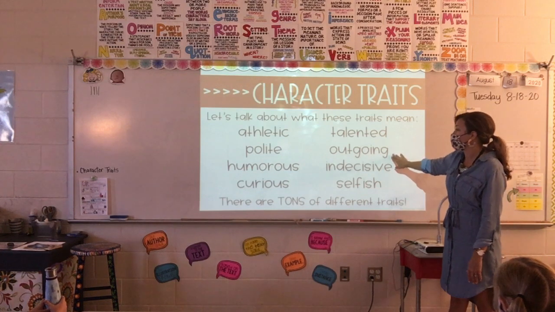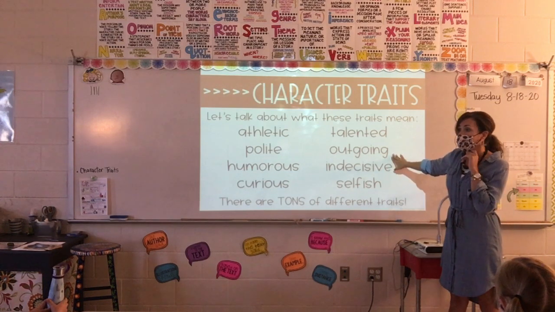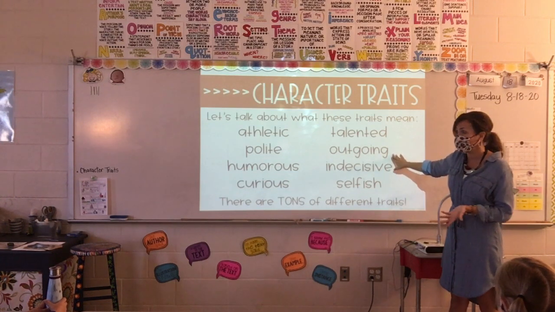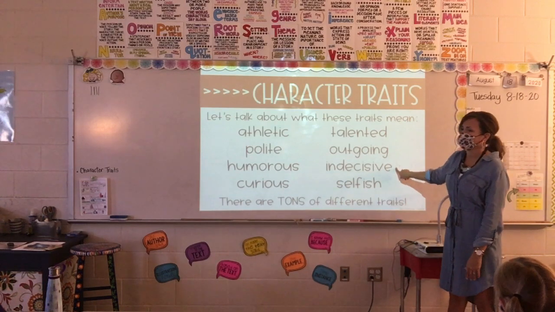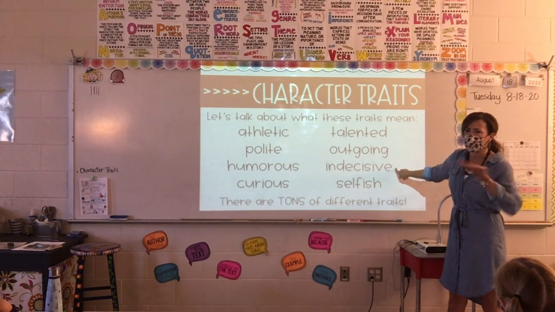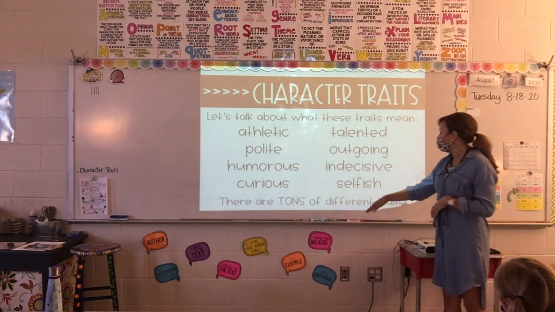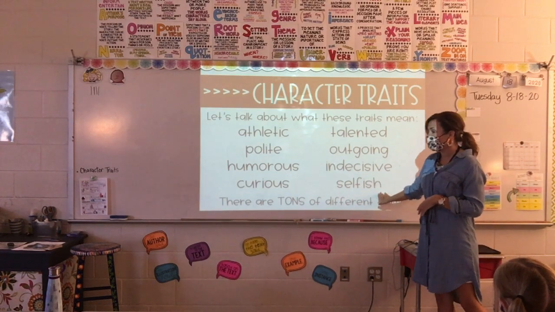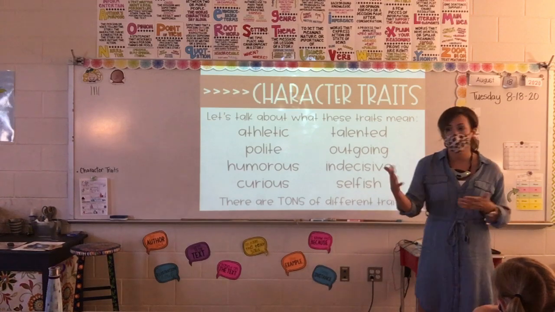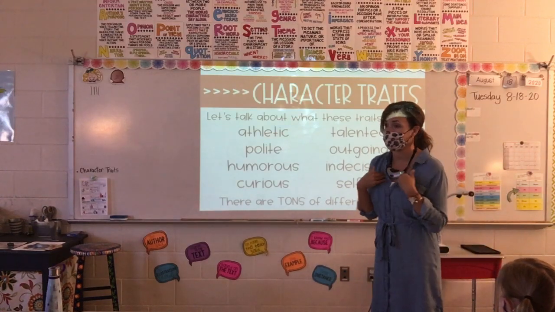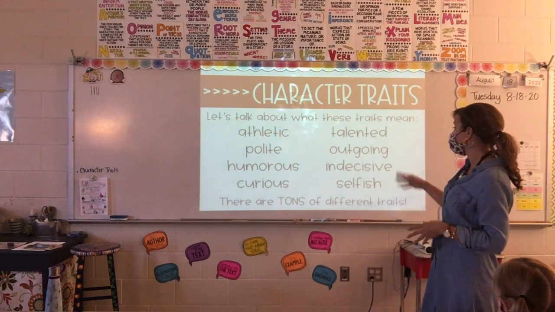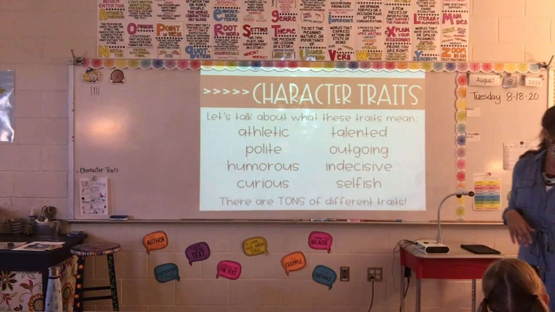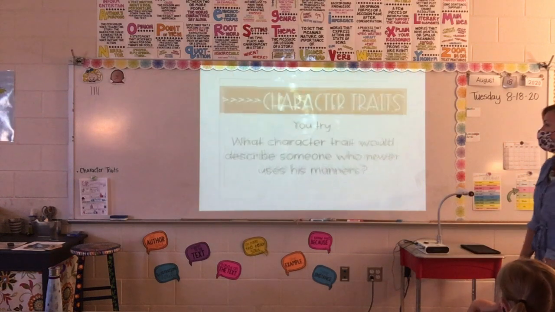A character that's outgoing might make friends easily or go and talk to new people, try new things. An indecisive character would be one that we see who just can't make up their mind. Sometimes characters can be described as selfish. If they don't ever help other people, they're only thinking about themselves. Now, there are tons of character traits. This is just a couple of examples. So let's try out a couple of things.